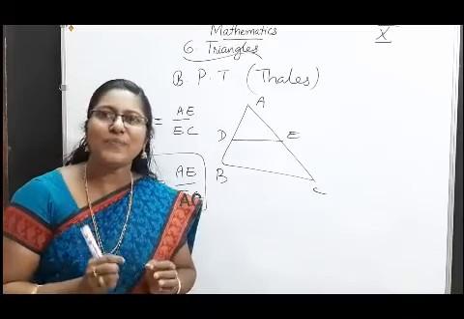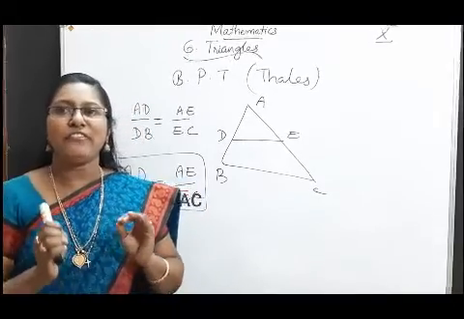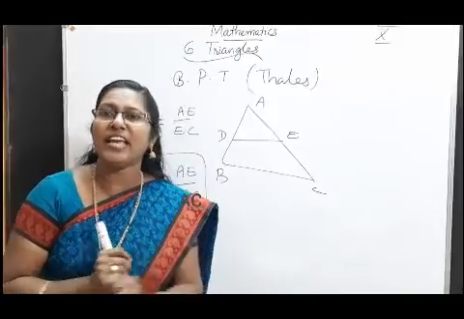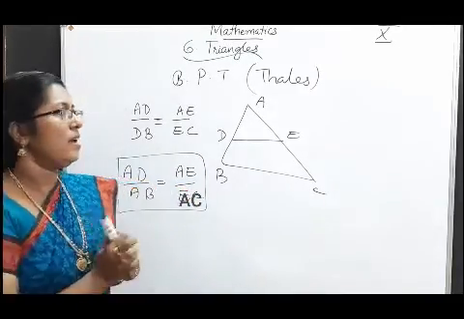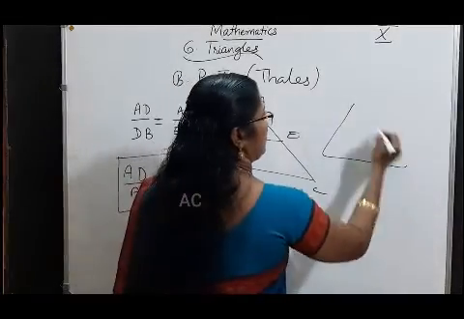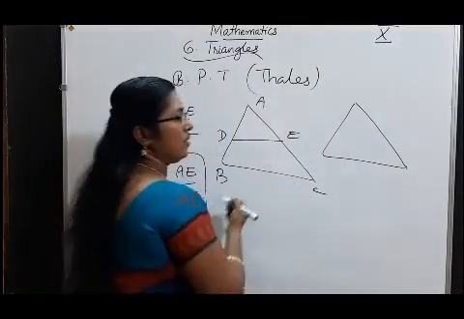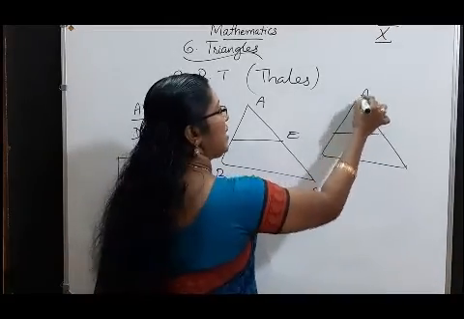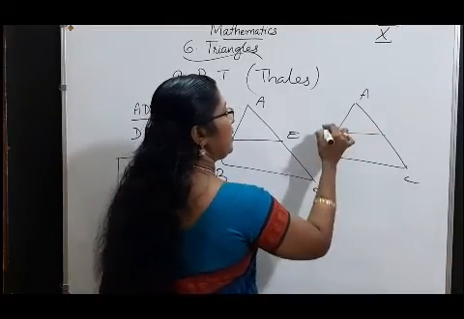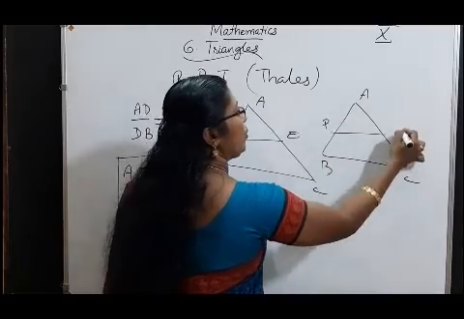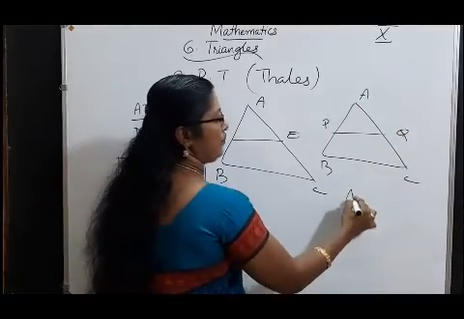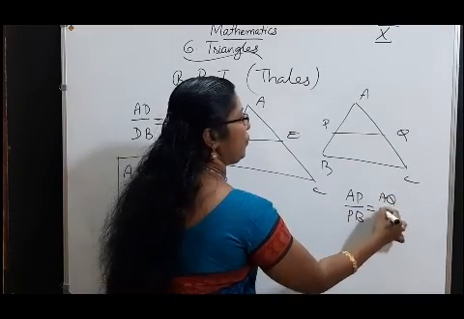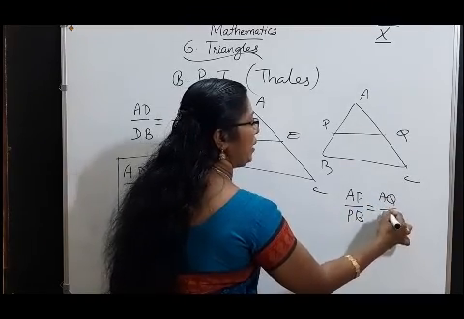Then the converse of the basic proportionality theorem. The converse says: if a line divides any two sides of a triangle in the same ratio, then the line is parallel to the third side. In triangle ABC, with points P and Q, the same ratio means AP by PB equals AQ by QC.